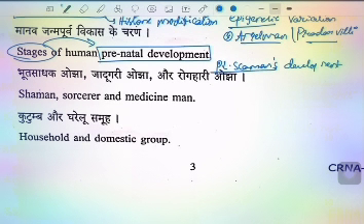Then moving on, the last two questions of your first section, section B, are on the shaman, sorcerer and medicine man. When we talk about this particular aspect of shaman, sorcerer and medicine man, these are nothing but magico-religious functionaries.